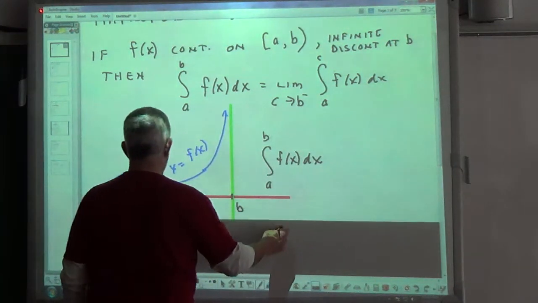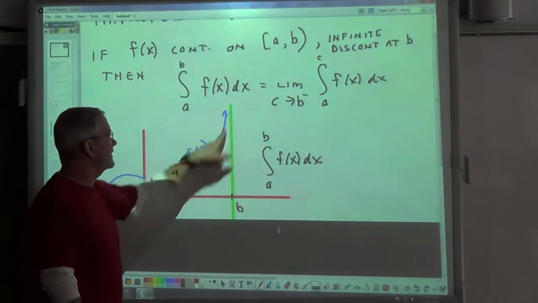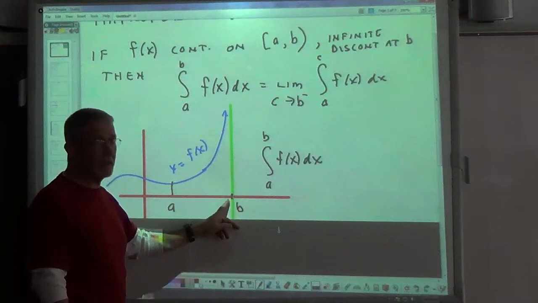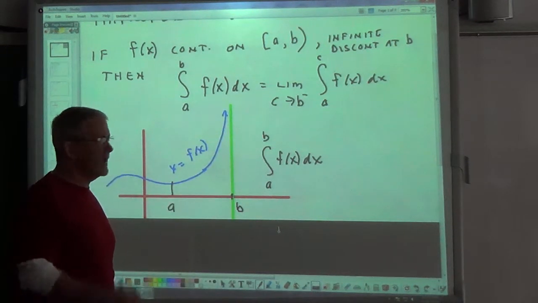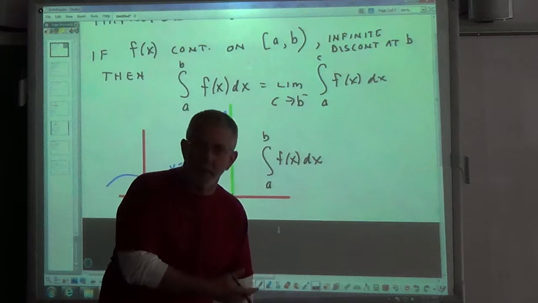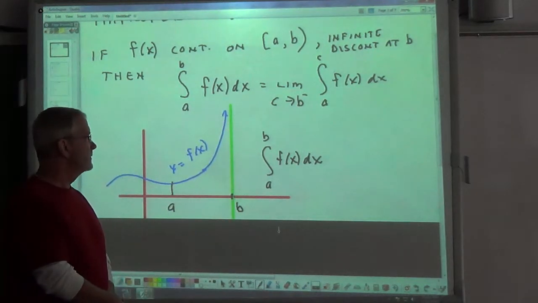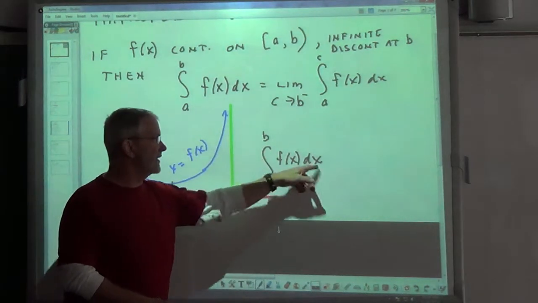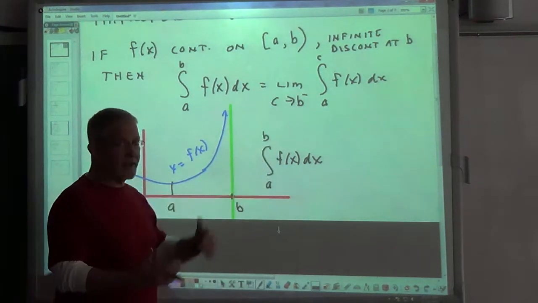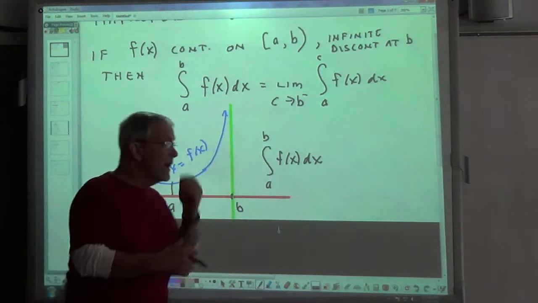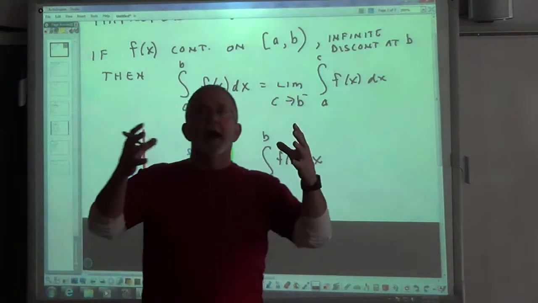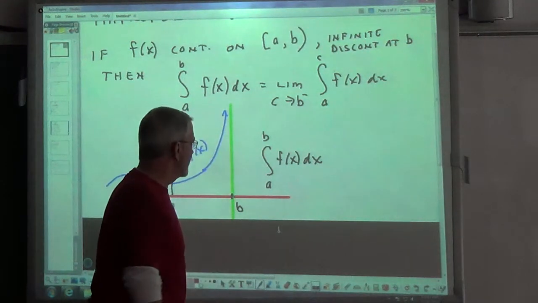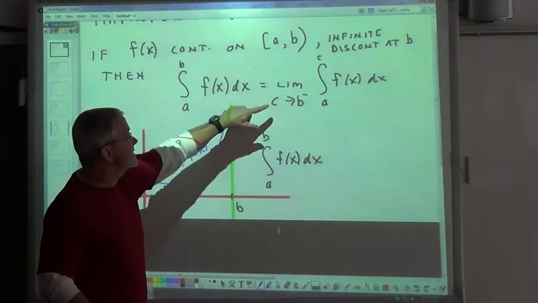Here's my function f of x that is continuous from a to b. At b we have an infinite discontinuity, i.e. a vertical asymptote. I want to know, since this is an improper integral because of the infinite discontinuity, does the integral from a to b of f of x dx converge or diverge? That's the key question. In order to find that, I have to create this limit.